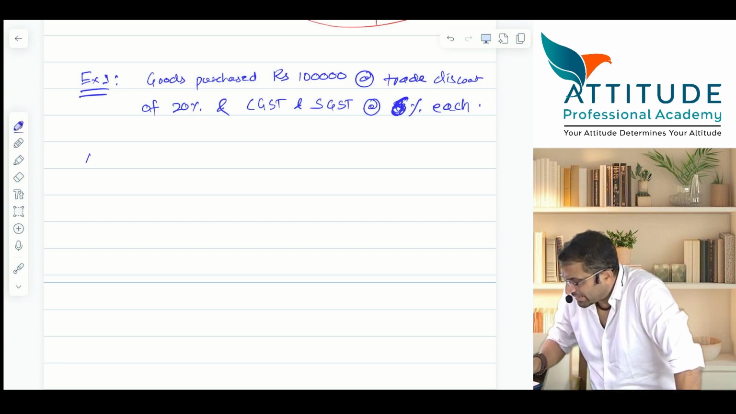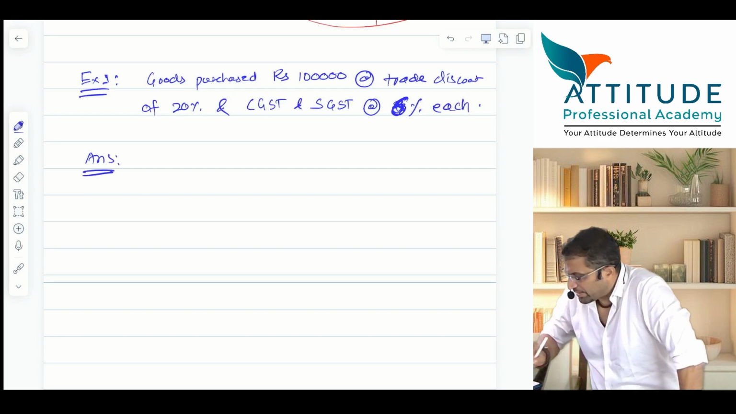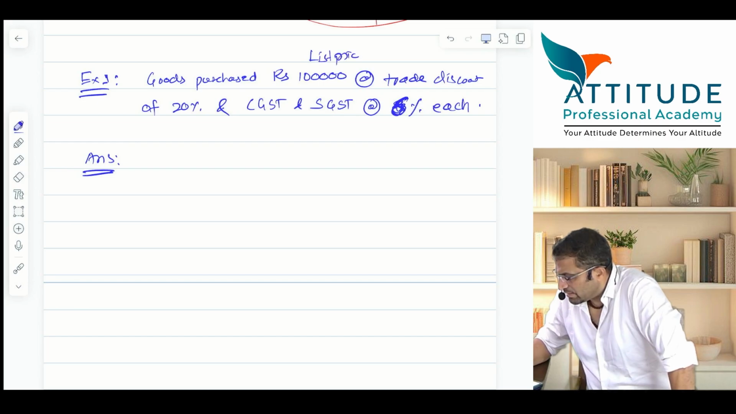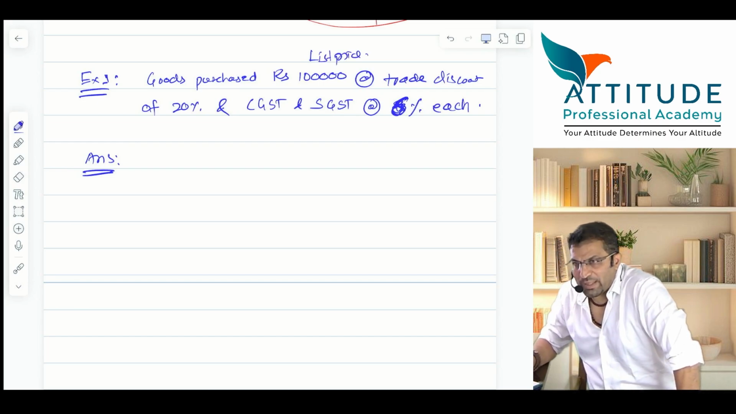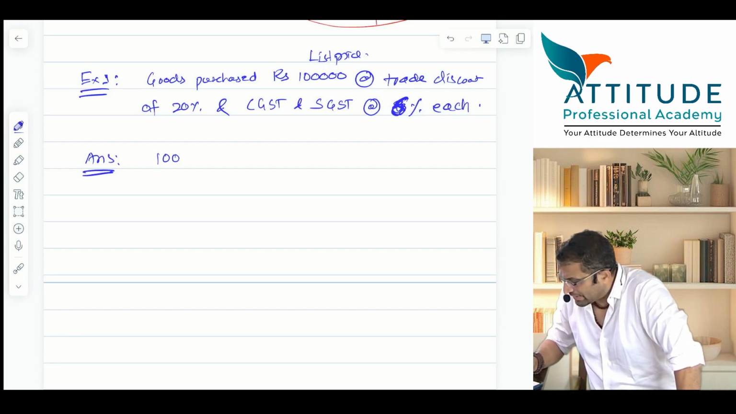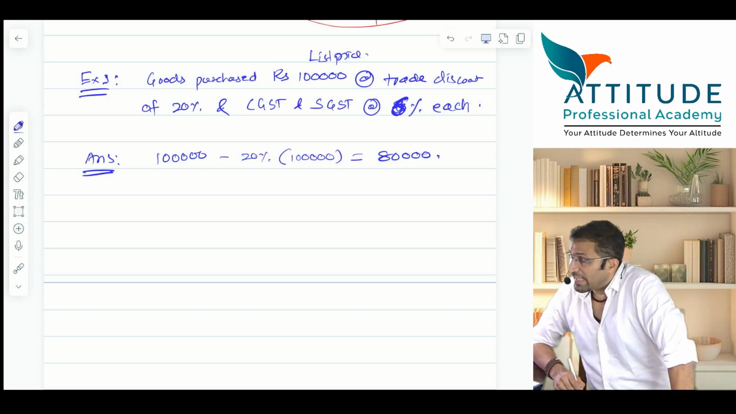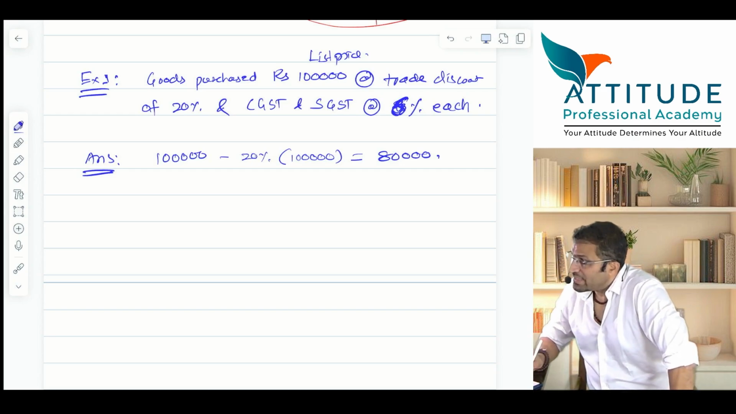Now, answer. Journal entry is very simple. You tell me, purchase goods worth rupees how much? 1 lakh is list price. After a trade discount of 20%, what is the actual purchase price? So 1 lakh minus 20% of 1 lakh, which is equal to 80,000. समझ में आया? Correct? On this you have to apply GST.